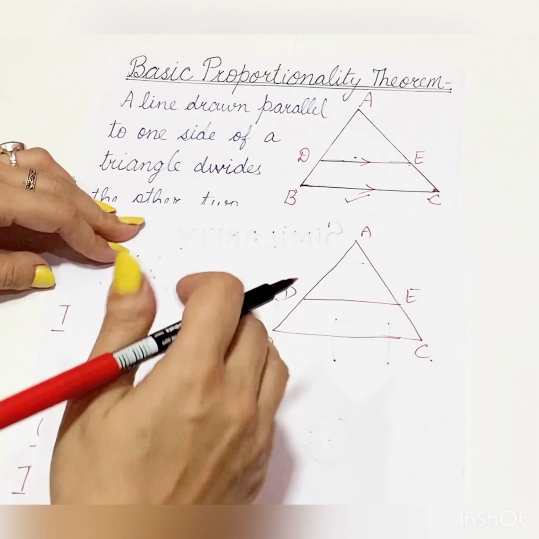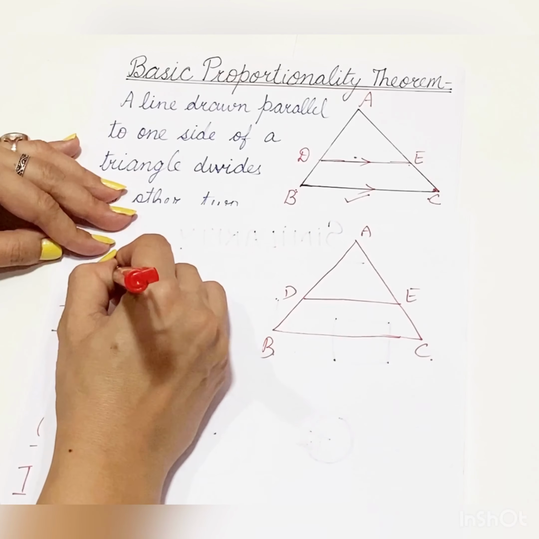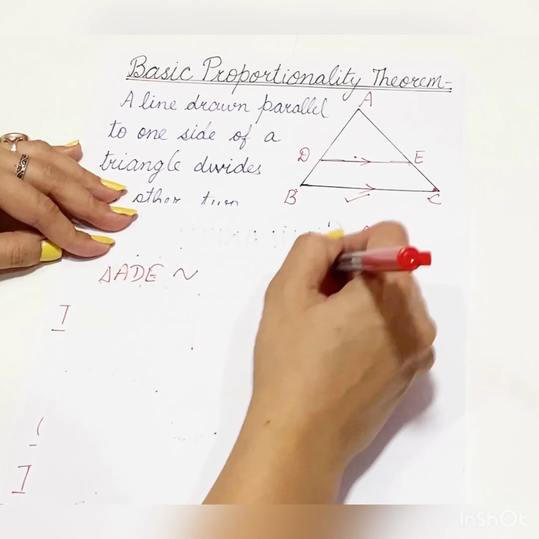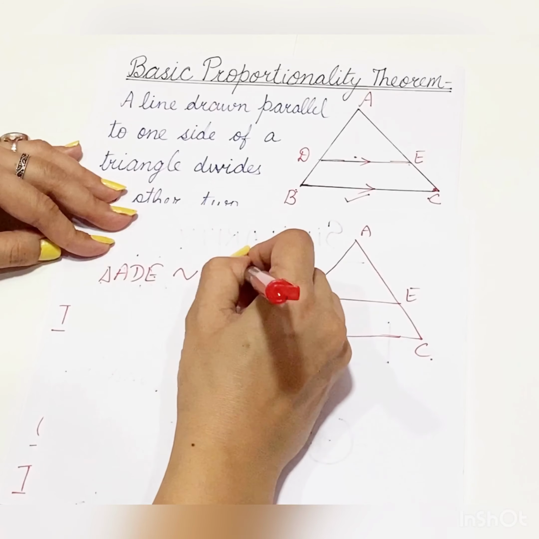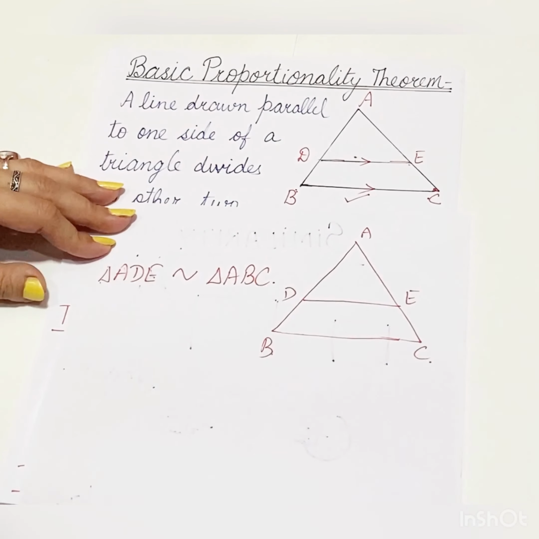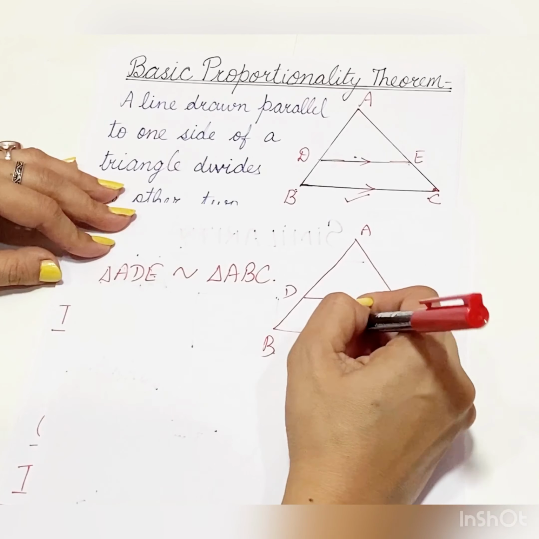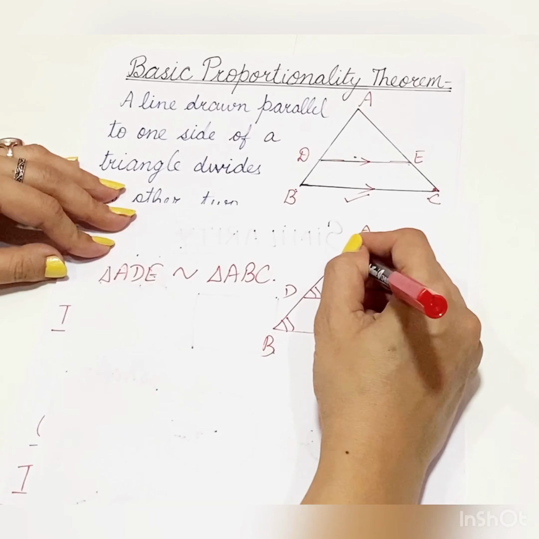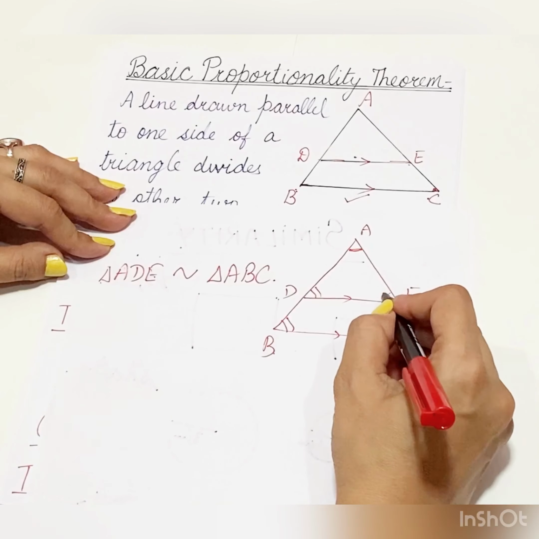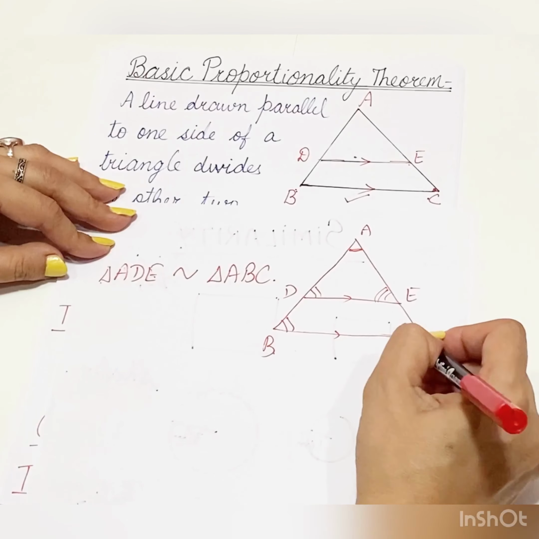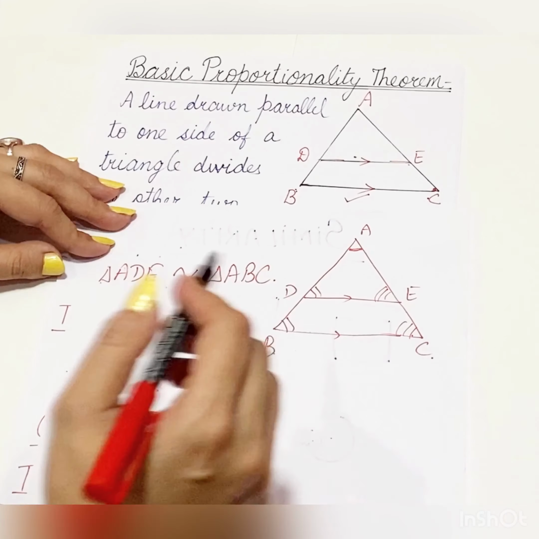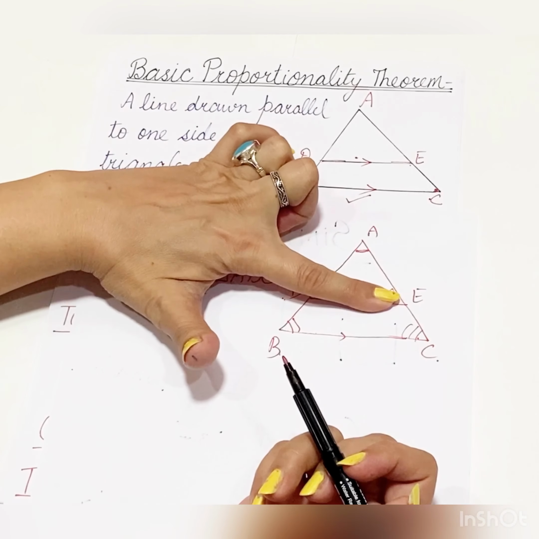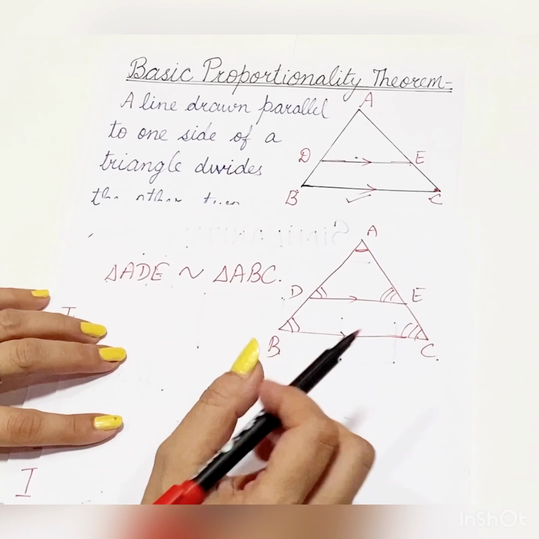In this case, we have triangle ADE. Is this small triangle similar to triangle ABC? Triangle ADE is similar to triangle ABC. How are we getting this? Since these are parallel lines, this angle will be equal to this angle, corresponding angles. This angle is common. Or you could have taken these angles, they are also corresponding angles and equal. So triangle ADE, this small triangle, is similar to this bigger triangle ABC by AA criteria.